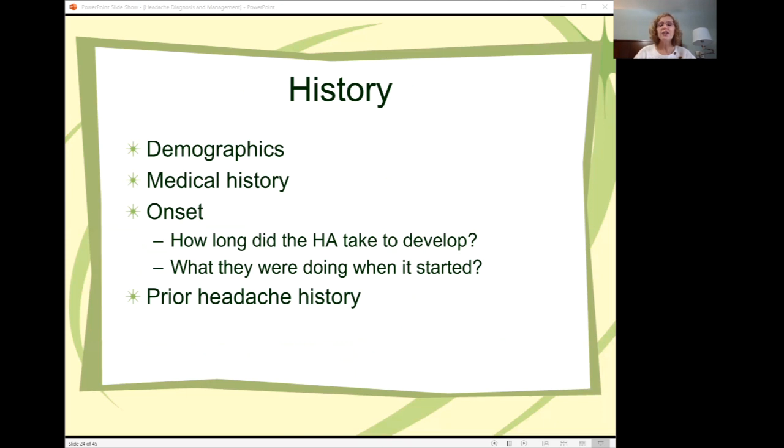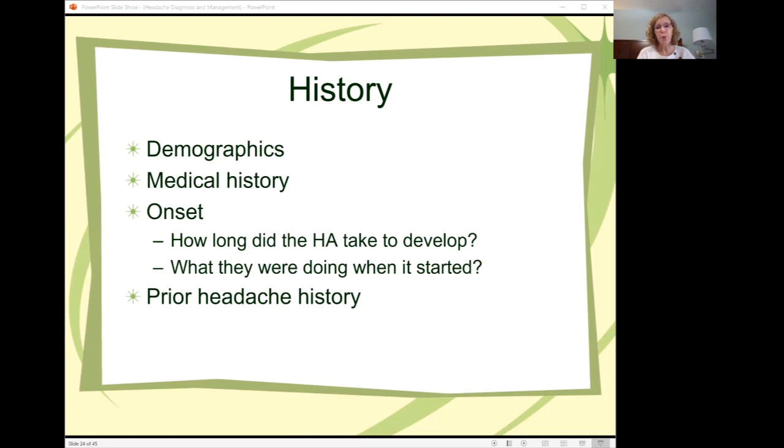A detailed history is the most critical aspect of headache examination. Demographics can help eliminate a number of causes quickly. If it's a young obese patient, think idiopathic intracranial hypertension. In an elderly patient, think giant cell arteritis or possibly a subdural hemorrhage.